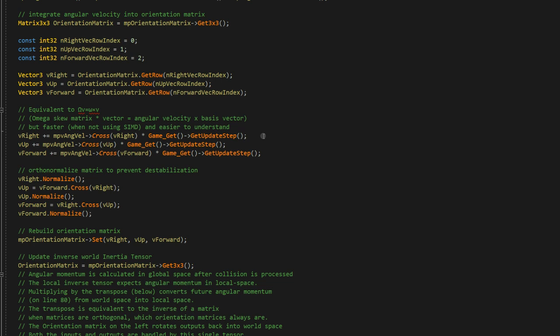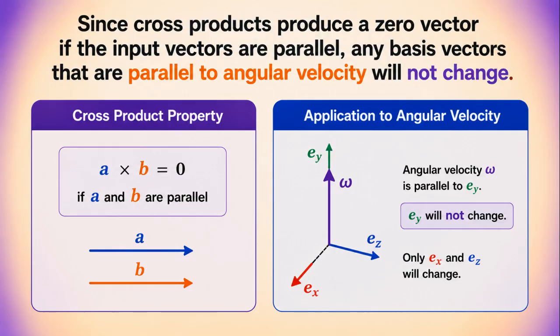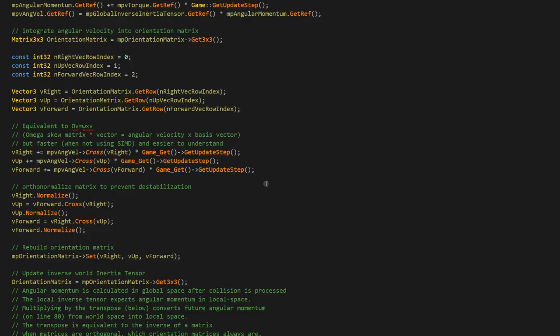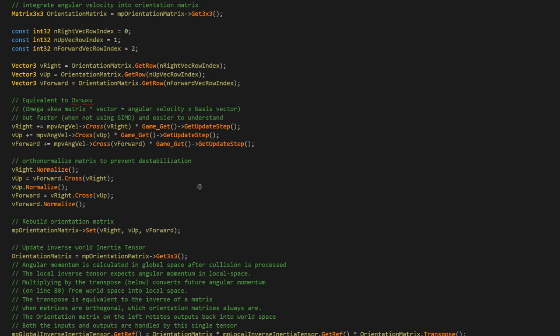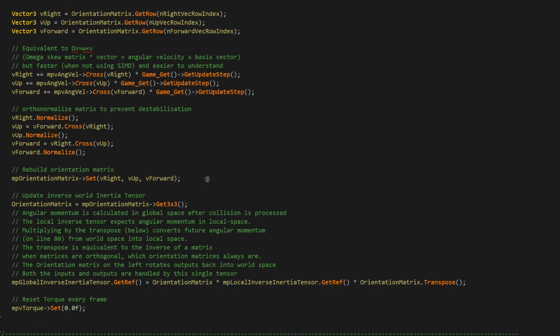Since cross products produce a zero vector if the input vectors are parallel, any of the basis vectors that are parallel to angular velocity will not change. Floating point accumulation causes the basis vectors to drift from unit length and lose orthogonality over time, so we normalize them every frame before updating the orientation matrix. At the end of the function, we update the global inverse inertia tensor to account for the current orientation, and then reset the torque because it has already been applied.